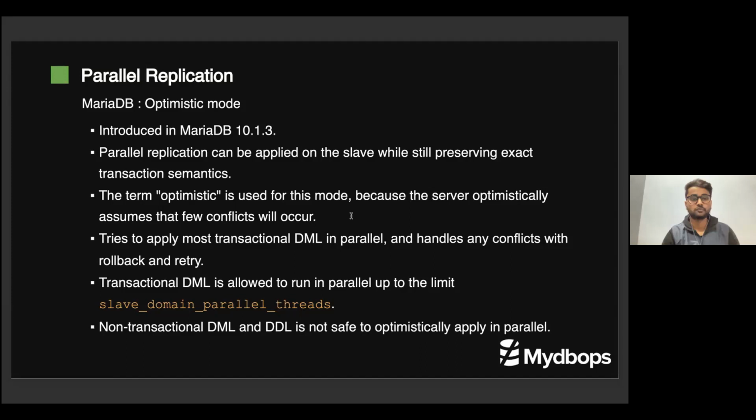Transactional DML is allowed to run in parallel up to the limit of slave_domain_parallel_threads. The slave domain parallel threads are defined on the basis of the replication domain ID. Suppose we have multi-source replication, then there will be two masters on one slave. Both masters will have different domain IDs, and for those different domain IDs, the slave will have different pools of worker threads that will be defined by this variable, slave_domain_parallel_threads.